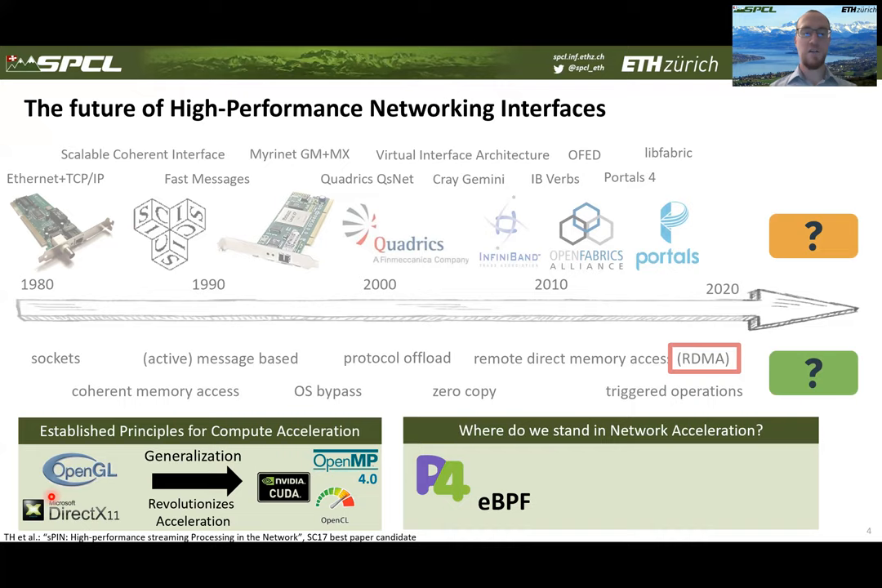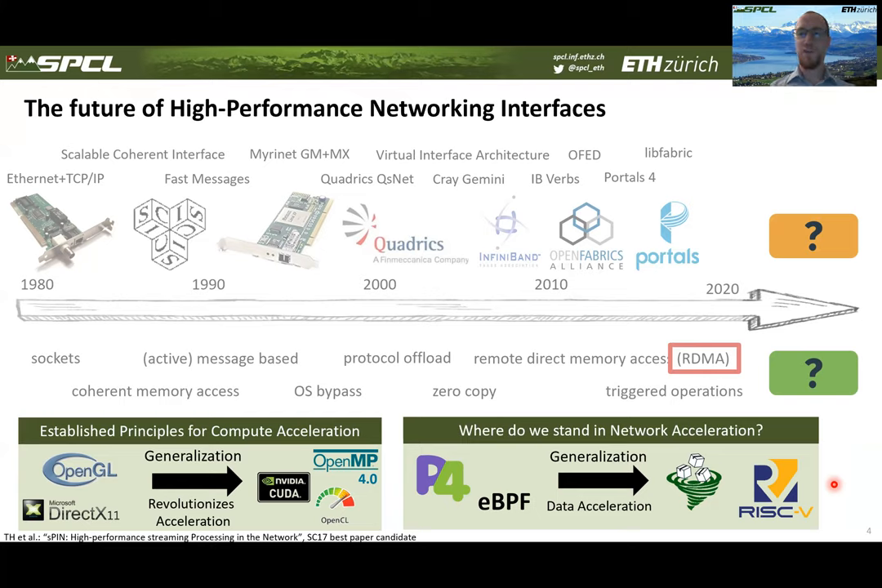Here we had shader languages that were just able to express whatever you needed to express in order to generate computer graphics. And then through generalization, we lifted it to more general purpose languages. Here in P4 and eBPF, we now have languages that are optimized for packet processing. And now we want to lift those languages through generalization to have general data acceleration principles. We call our proposal, that is kind of the CUDA for networking, sPIN, streaming processing in the network. And we base our current prototype implementations on the RISC-V hardware architecture.